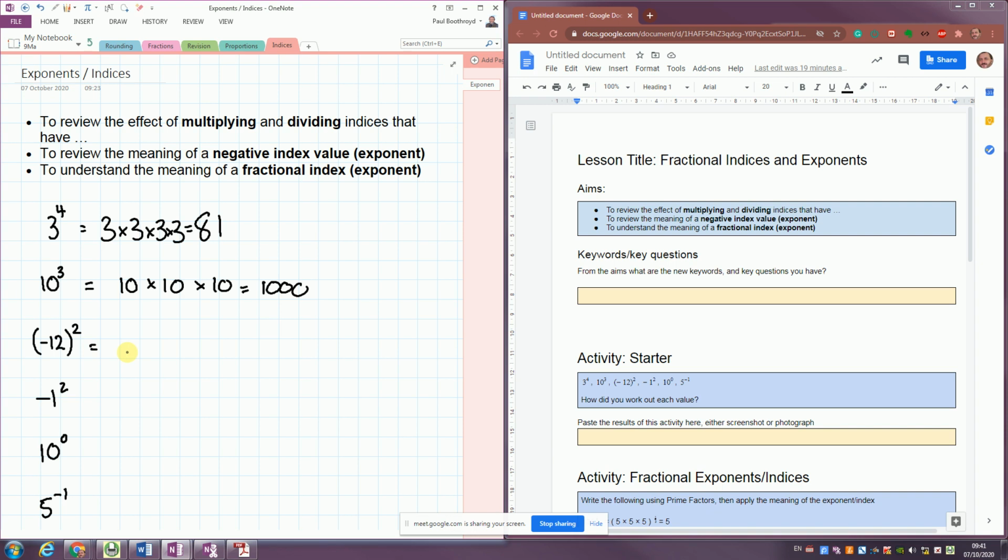Do you need the question mark or are you certain? Yep, 144, it is positive, because we've said minus 12 times minus 12.